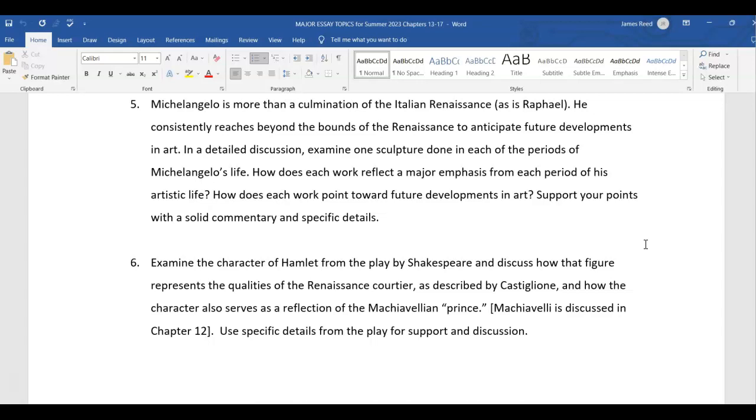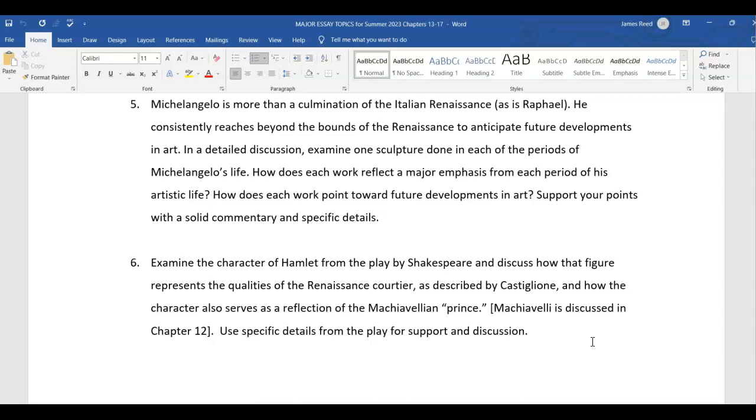This is really for those of you who really like art, who really want to do a study of how art has been developed. Our book gives you some comments about this, but it's also going to require you to do a little bit more research on that particular topic. And then the last one, the sixth topic, asks you to look at the character of Hamlet. This is for those of you who are more literary oriented.